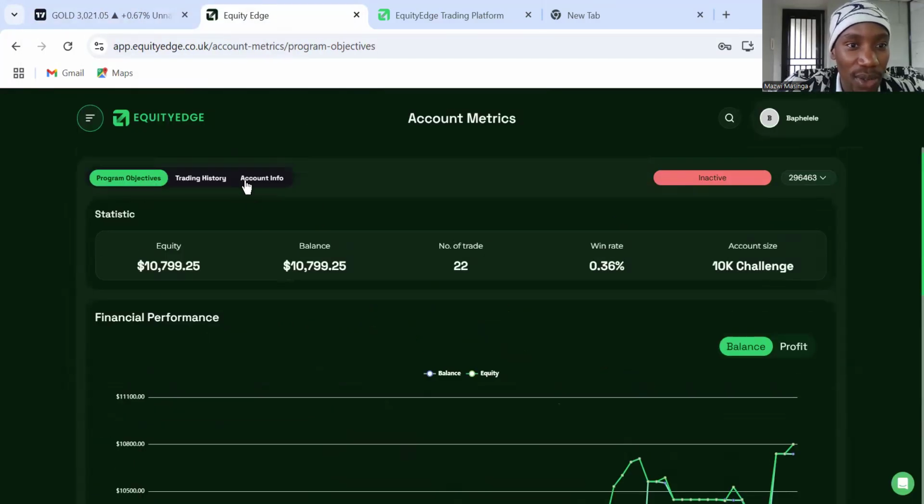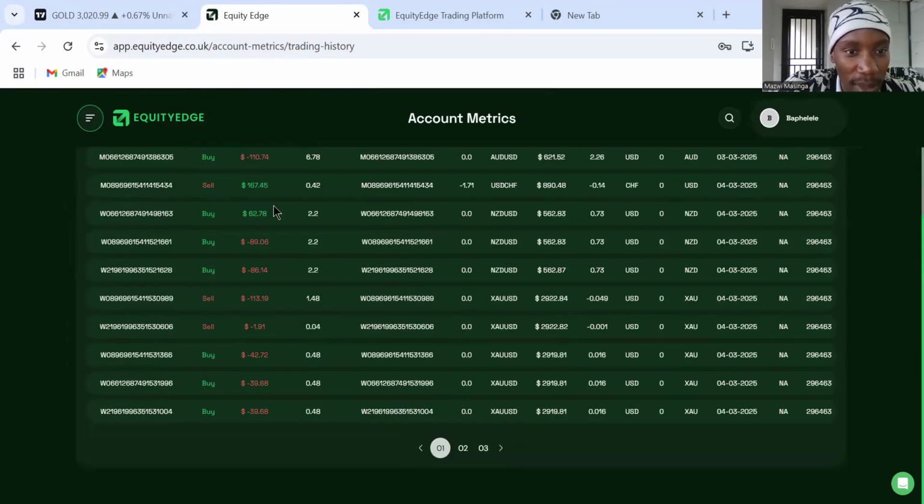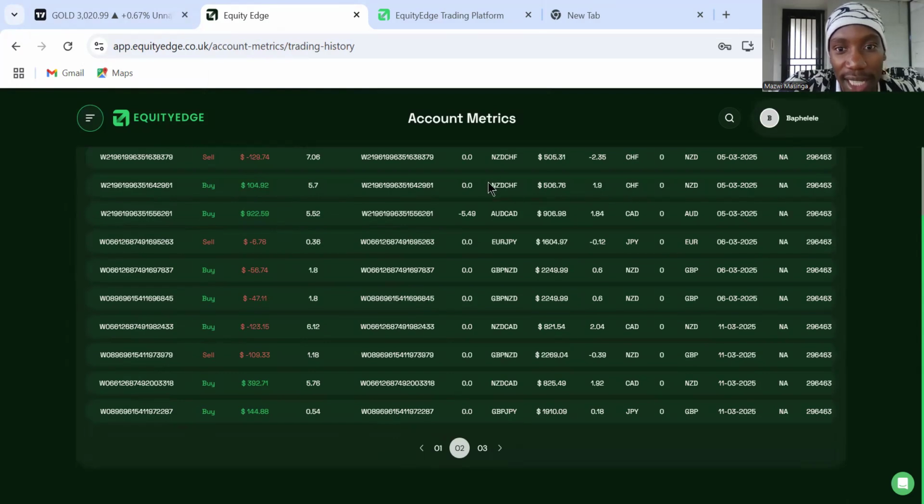Which trade was that? Let me show you. It was NZD-CHF, NZD number two. This was the trade, NZD-CHF. Yes, yes, this was the trade.